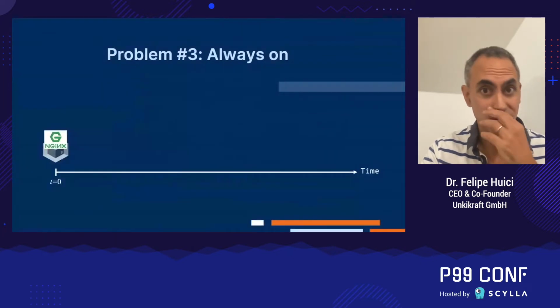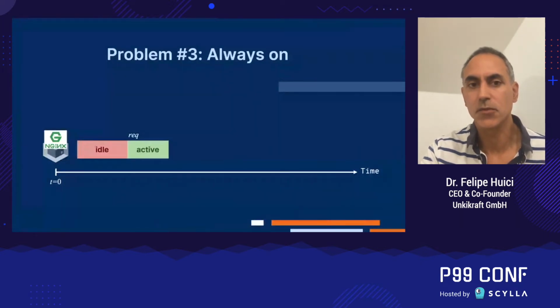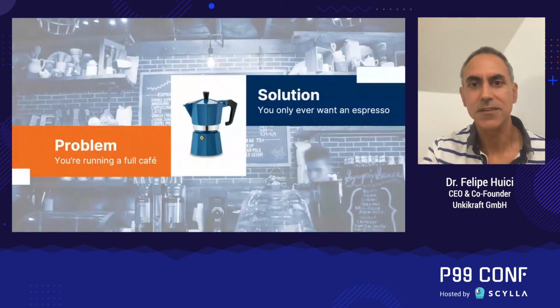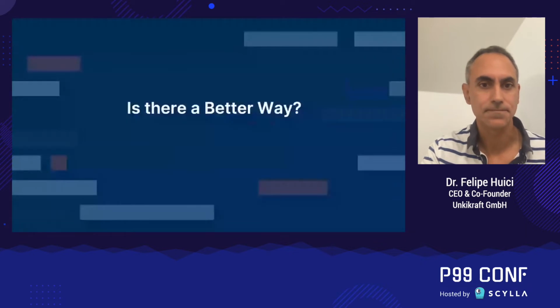The third problem is that your application and your virtual machine on the cloud is always on. When you first deploy it, it's just idle, but it's still on, it's still consuming cycles. It doesn't really do anything useful for you until the first request comes, then it becomes active, but then it goes idle and the cycle repeats. But you're paying for the service the whole time. So the problem is that you're basically running an entire cafe where the only thing you want to do is make an espresso. You know what your application is. You don't need such a massive image to run it.